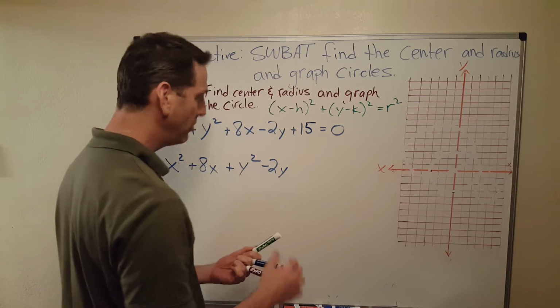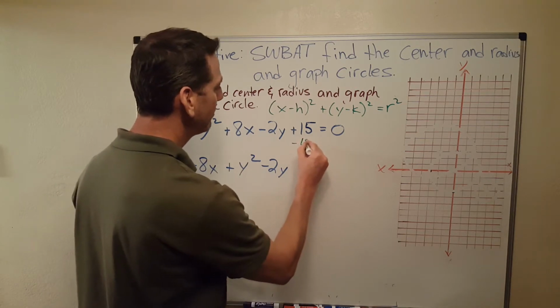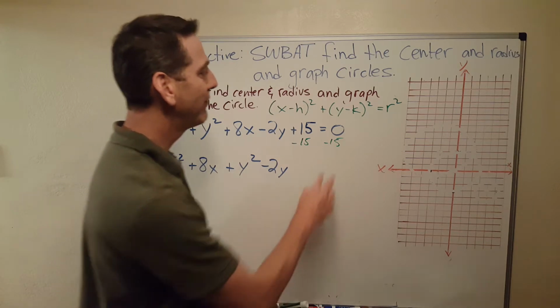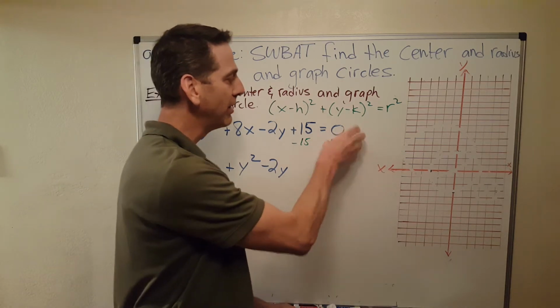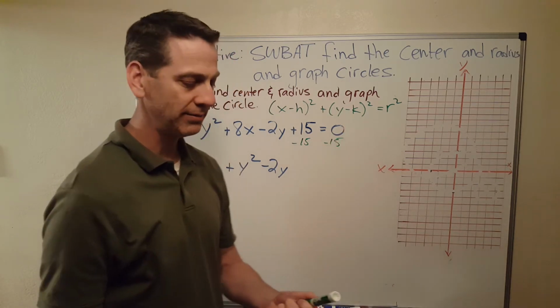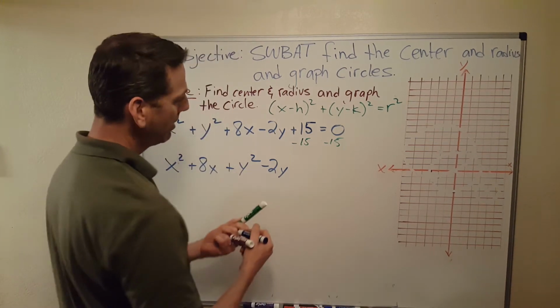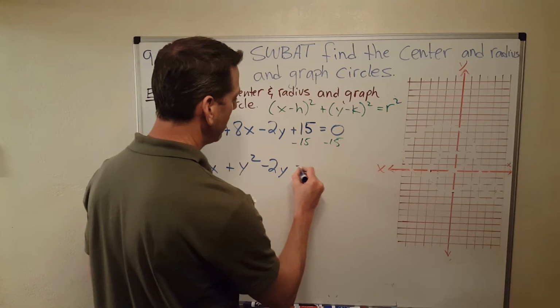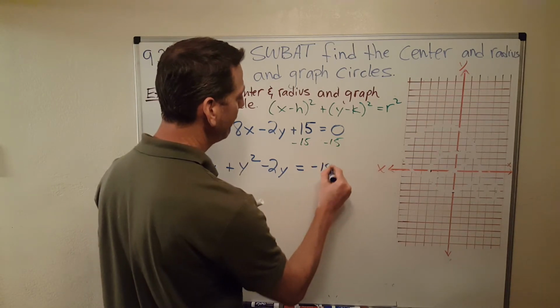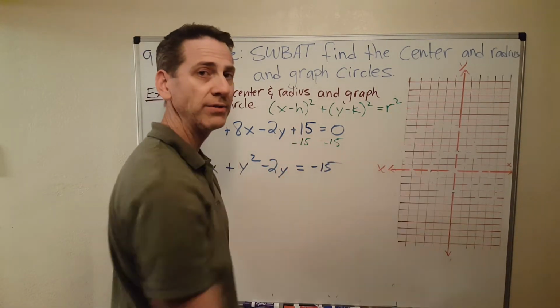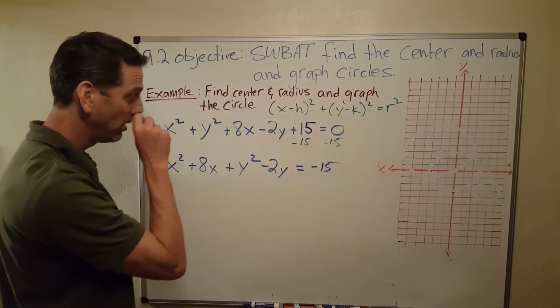The way I do that is I simply subtract 15 from both sides. That negative 15 is going to end up being the radius squared. I hope it turns out to be a positive. All right, so let's take a look. That's going to be negative 15. I just move this 15 over by subtracting 15 from both sides.